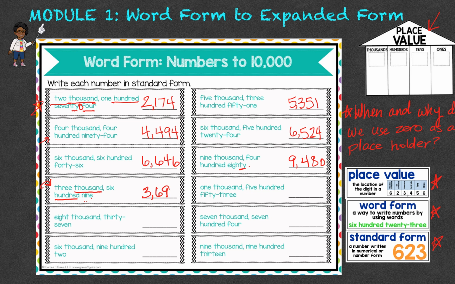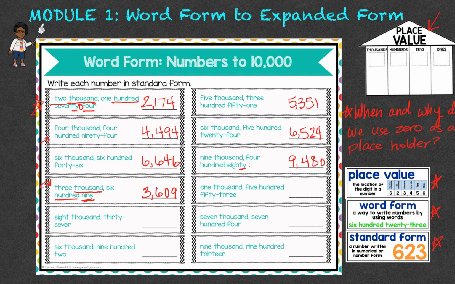So in this number, I notice that it has thousands, hundreds, and it even has ones, but it has no tens. And that is quite all right. We are just going to put a 0 where the tens place is. So 3,609. That way, our word form still matches our standard form. 3,609. We just don't have any tens.